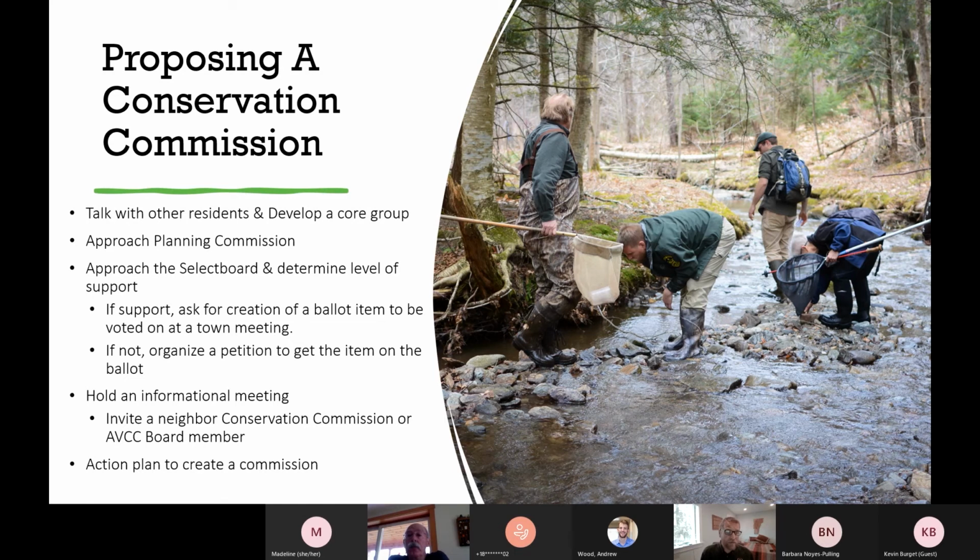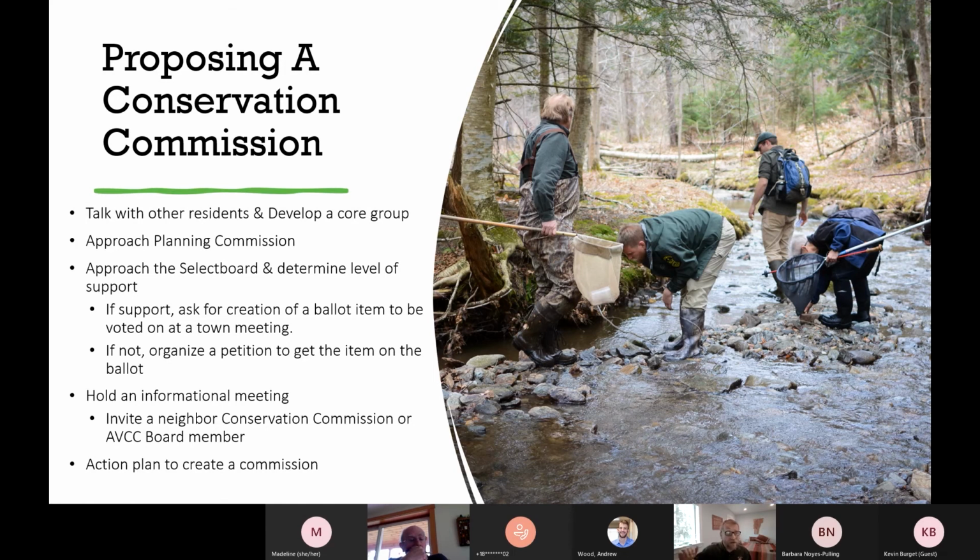Then you would go to the Select Board and determine the level of support from the Select Board. You would mention that you have the buy-in or not of the Planning Commission. And if the Select Board supports it, you'd ask for the creation of a ballot item to be voted on at town meeting. And if the Select Board doesn't support this first proposal, then you could organize a petition and get that item on the ballot. So there's a way of having that led by the citizens or more led by the Select Board.